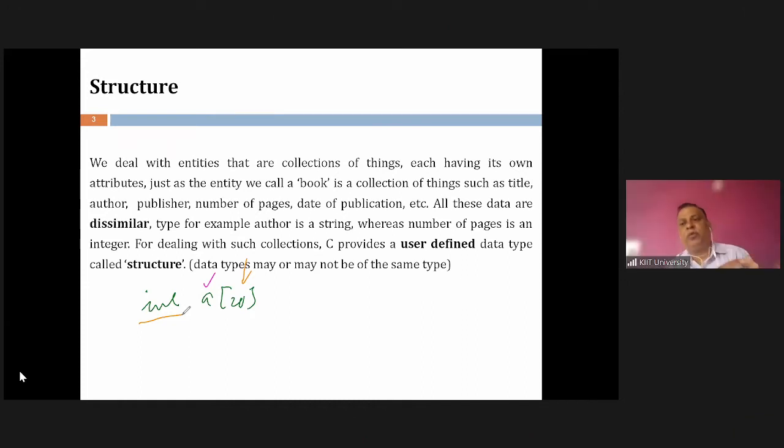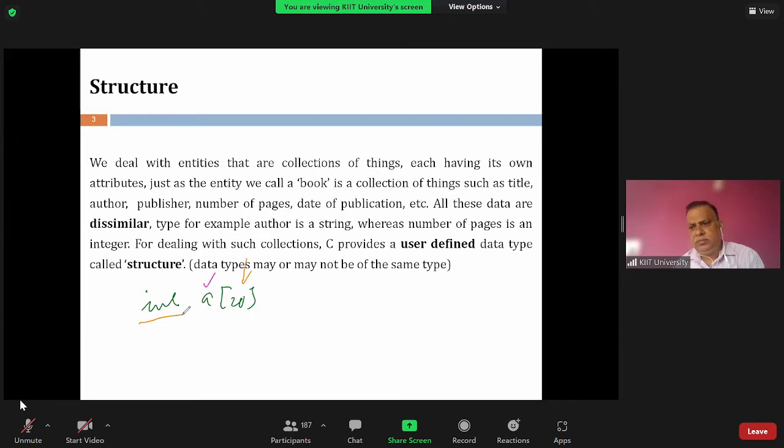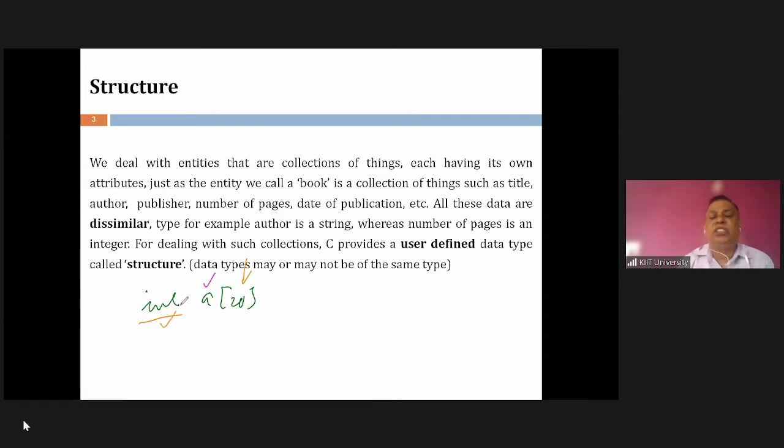Now let me go to structures. In the case of a structure, in the same way, I can define a structure which has a number of data members. But do remember, the data members of a structure may not be of the same type. The data members of the structure definition, or you can say structure variable, may not be of the same types. Here, all data members are of integer type.